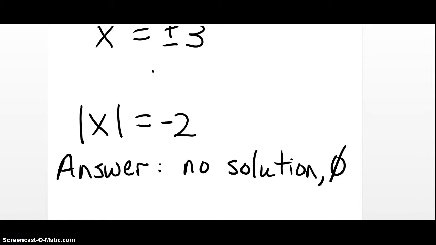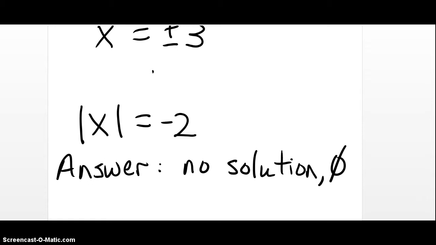Okay, let's look at our next equation. The absolute value of x is negative 2. Now in this case, there is no solution. I cannot think of any number where if I take the absolute value of it, it's negative. The absolute value is either a positive number or 0. The absolute value can never be negative.